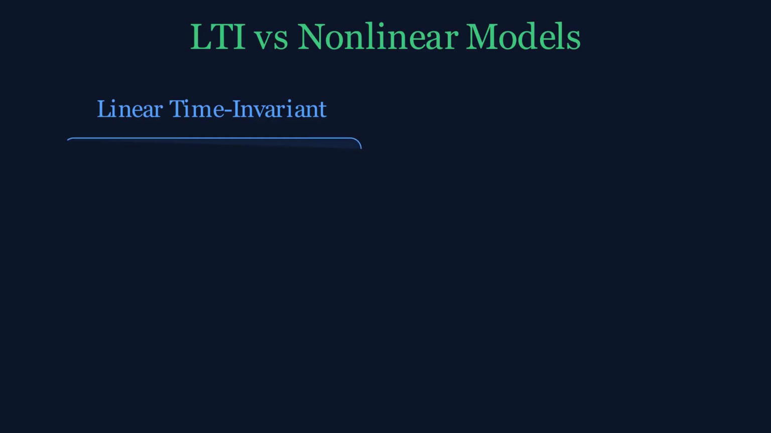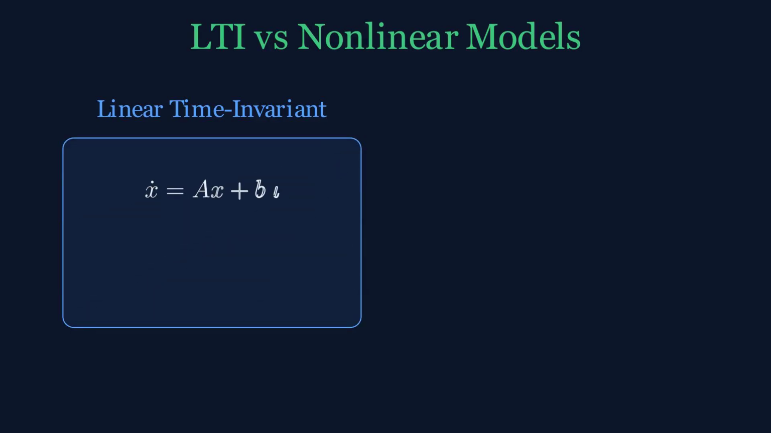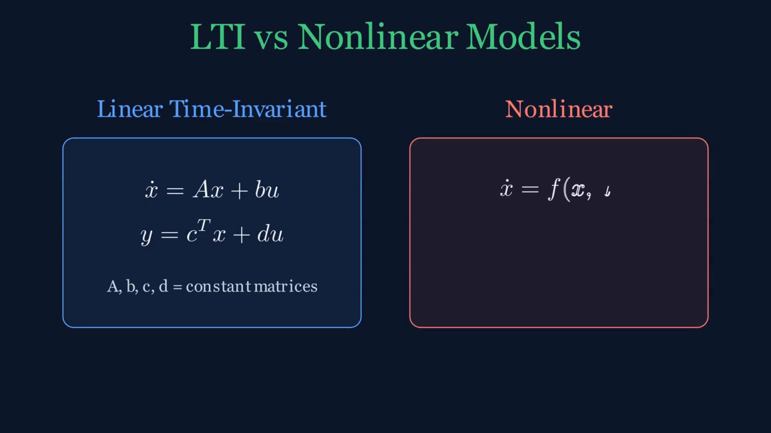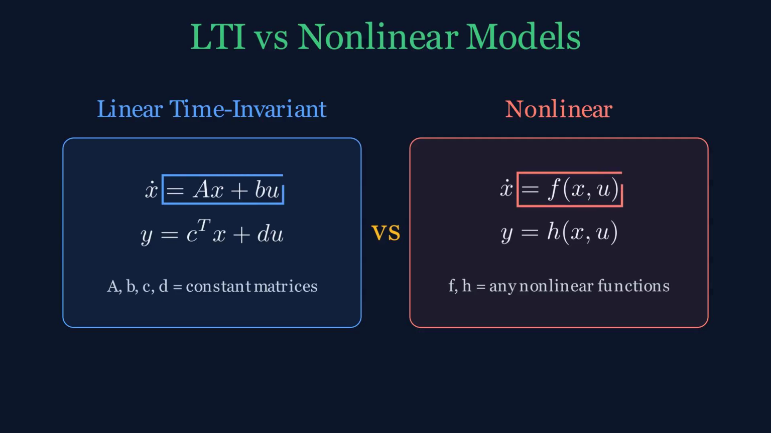The LTI model is x dot equals Ax plus Bu and y equals C transpose x plus Du. Everything is linear in the state x and input u. The nonlinear model replaces these with x dot equals f of x and u, and y equals h of x and u. Here, f and h can be any nonlinear functions. The matrices A, B, C, and D are gone. Instead, the system behavior is described by these general functions. This is much more flexible, but also much harder to analyze.